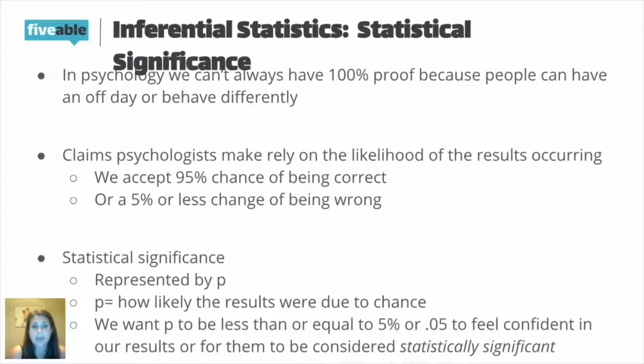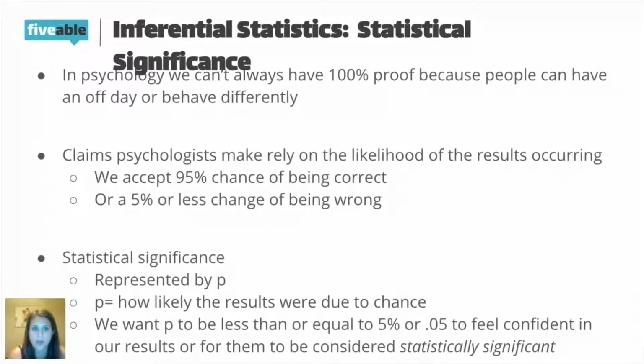It's represented by a lowercase p. So if you ever see that like p equals something, you know that it's referencing statistical significance. And then P stands for how likely the results were due to chance. So if P equals .85, that means there was an 85% chance my data was just random, basically, and so it's not good data. We want a lower number there. P has to equal less than or equal to 5% for us to feel confident in stating that our results are significant. So that's the cutoff.